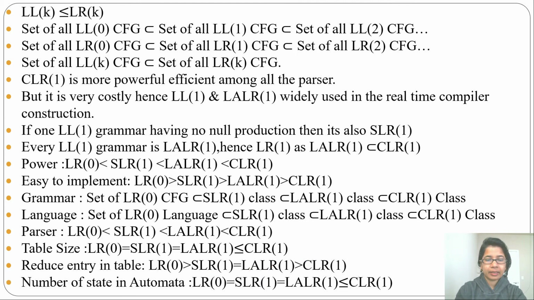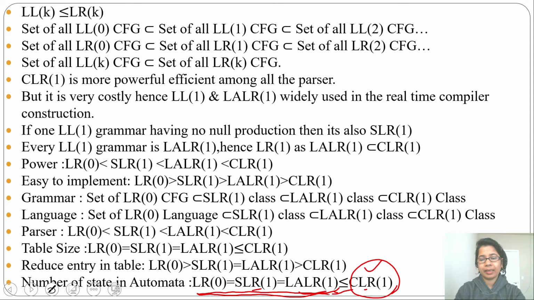Next, number of states in the automata. The number of states in the LR0 automata is the same as the SLR1 automata, and that is the same as the LALR1 automata. In CLR1 there are more states. So if it is asking the number of states for LALR or SLR, simply construct it for LR0 and you can say the same number of states for SLR1 and LALR1. For CLR1 or LR1 you need to construct it, as it contains more states than LR0, SLR1 and LALR1.